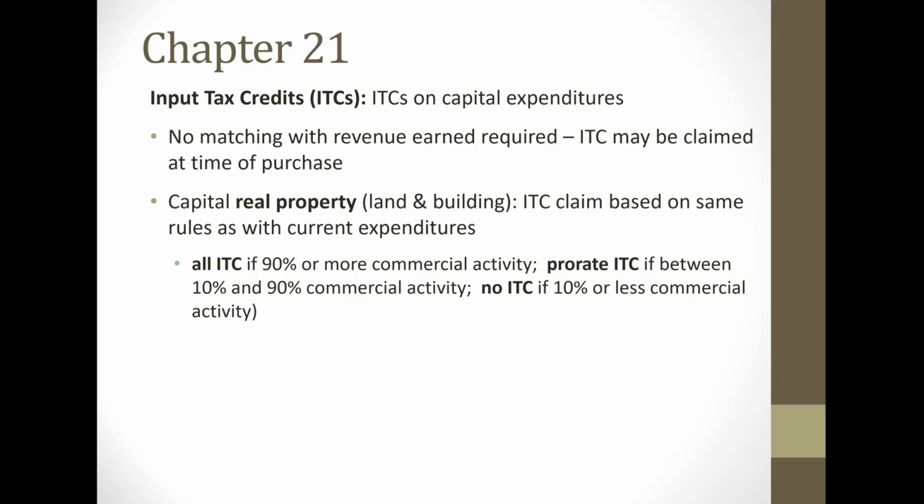If the purchase is capital real property, let's say land and building, let's say office tower, their head office, or a manufacturing building, they have to also follow the same guidelines as with current expenditures. If that real property is used 90% or more in commercial activity, they can claim all the input tax credit. If it's between 10 and 90, they have to prorate it based on the commercial usage. If that real property is used 10% or less for commercial activity, they cannot claim any input tax credit.